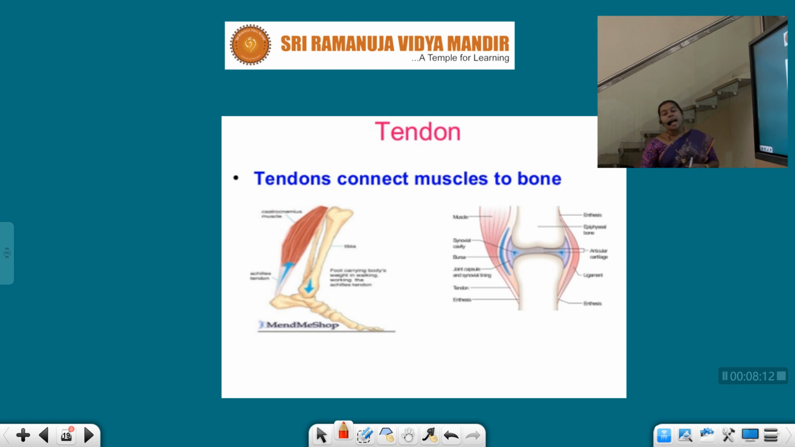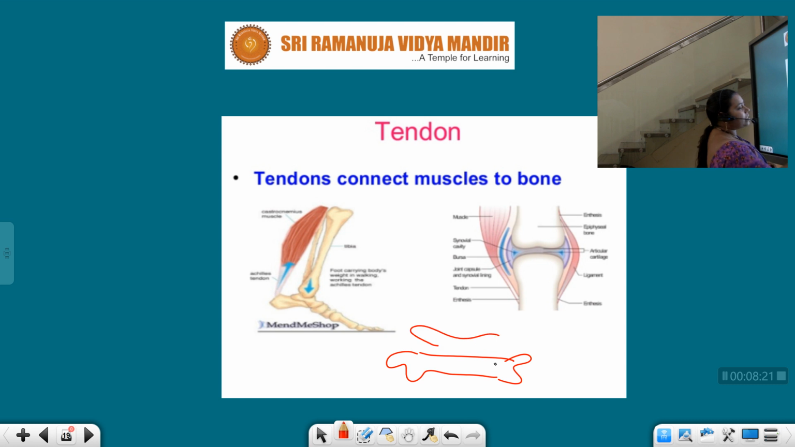Tendon. Tendon is the other connective tissue. Tendon connects muscle to the bone. See students, if this is the bone, muscle is connected on the bone. So the connection between the muscle and the bone is made by tendon.